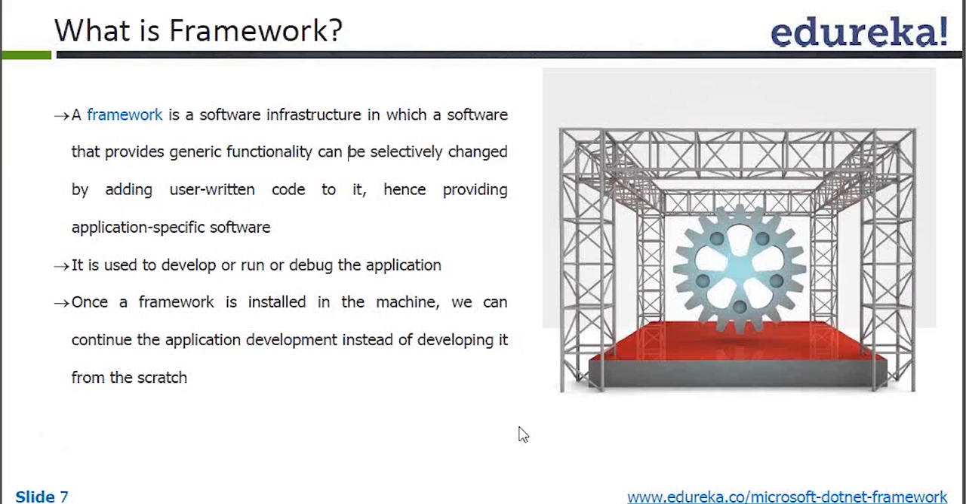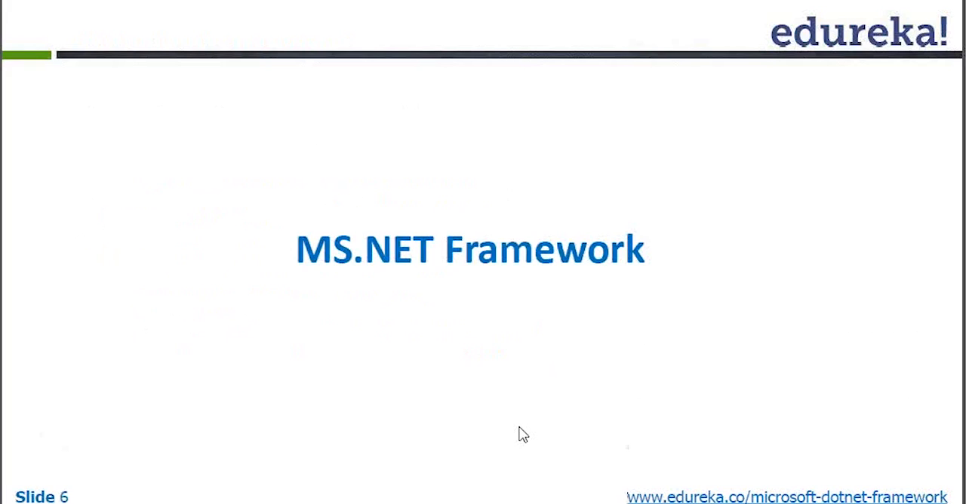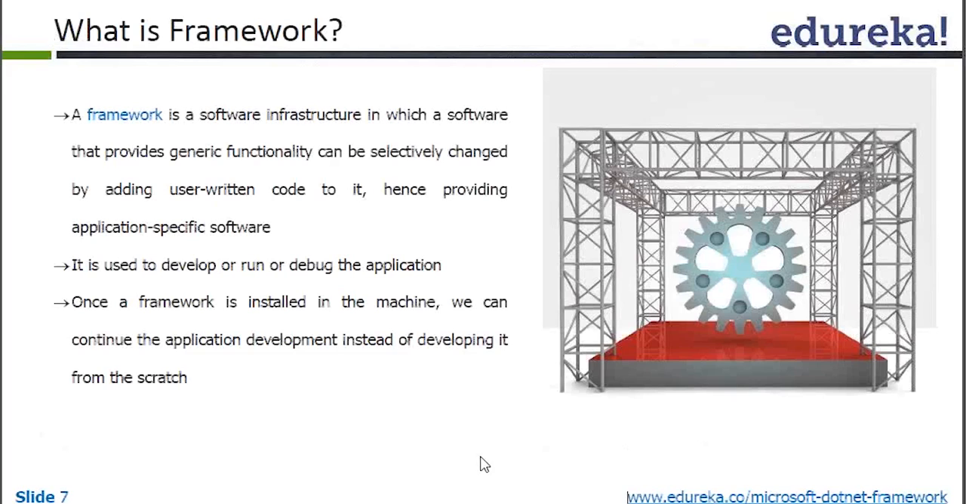Do remember, for every programming language we have a framework. I can say that in Java we have a framework, in PHP we have a framework, in .NET we have a framework. And I would like to repeat once again, .NET is not a programming language by itself. .NET is a framework. Am I clear? So .NET is a framework.